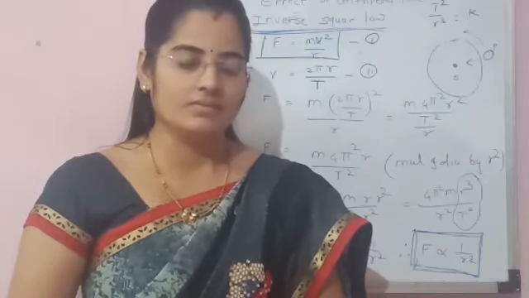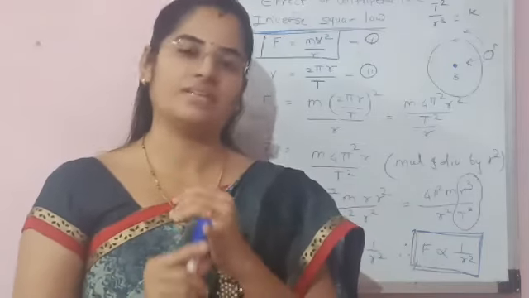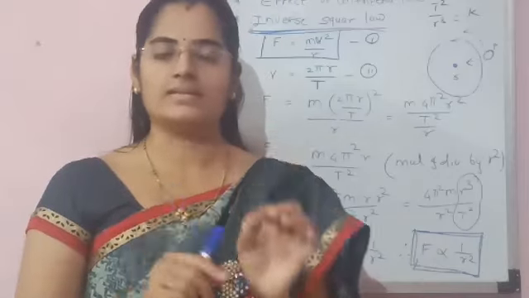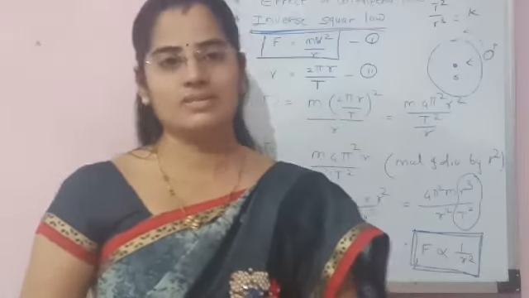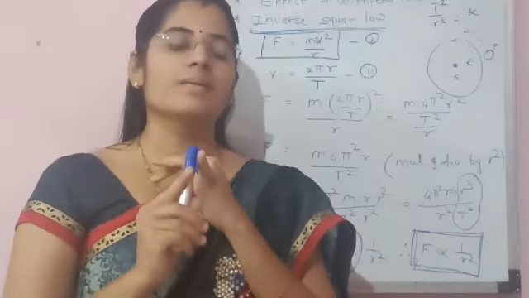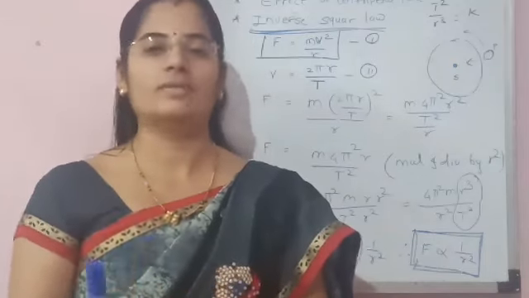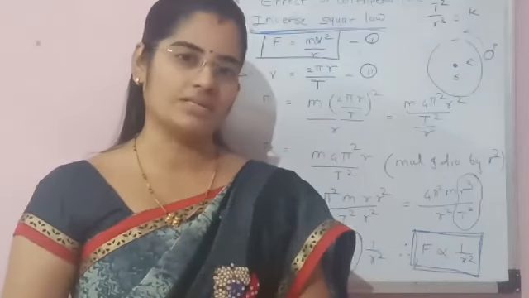What is G? What is F? F is the gravitational force, G is the gravitational constant, m1 and m2 are the masses of the two objects, and d is the distance between these two objects. In today's lecture we study three points. First is uniform circular motion, second is the magnitude of centripetal force, and third is the inverse square law of gravitation. A very important question: what is the inverse square law of gravitation?